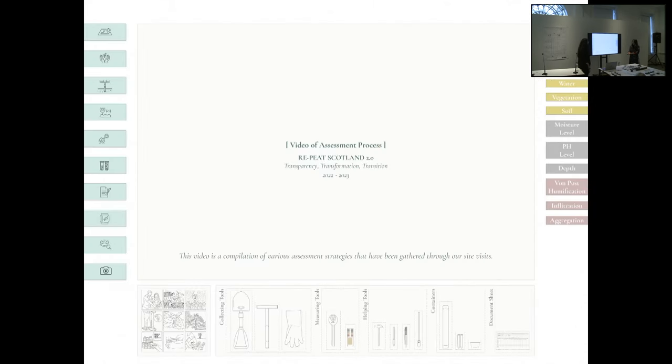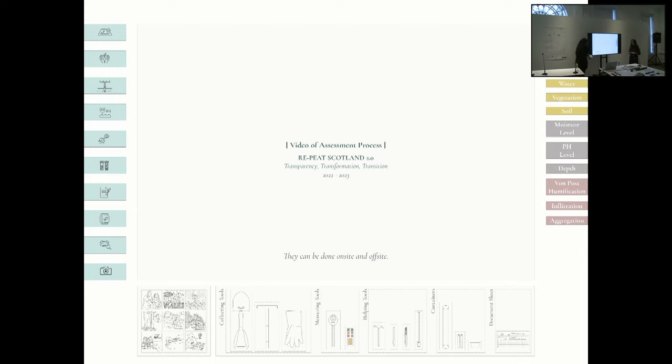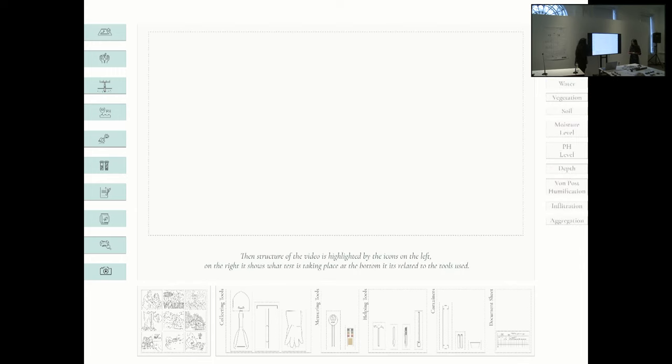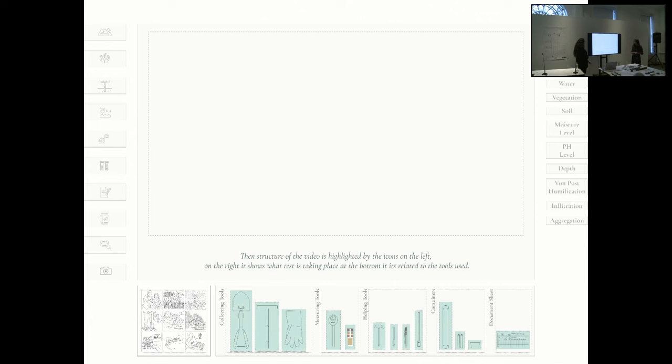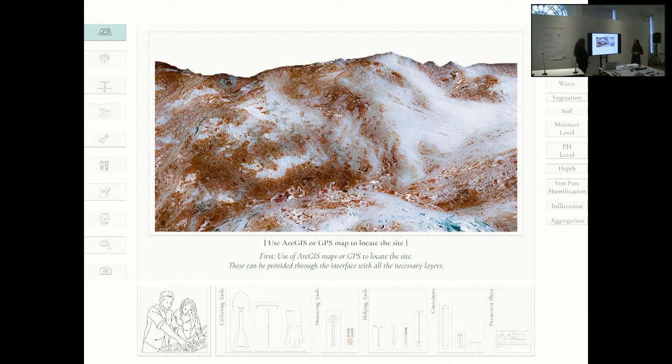This video is a combination of various assessment strategies that have been gathered through our site. They can be done on-site and off-site. The structure of the video is highlighted by the icon on the left. On the left, it shows what test is taking place. At the bottom, it is related to the tools used. First, use of ArcGIS Maps or GPS to locate the site. This can be provided through the interface with all the necessary layers.